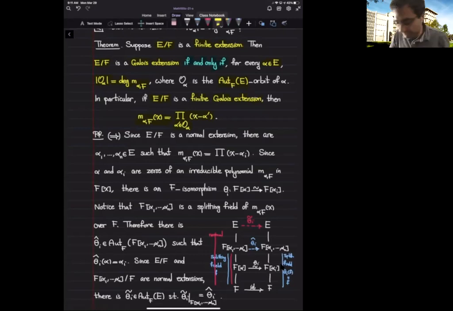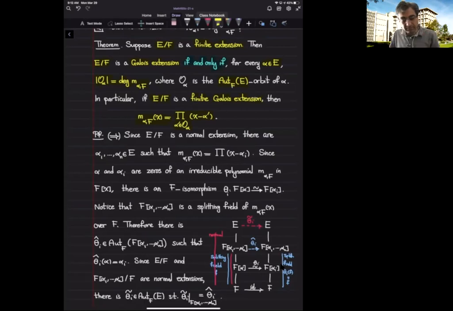So again, let's try to understand the statement. In the previous lemma, we showed that when I let the F automorphisms of E act on E, and I ask myself where alpha goes, it's going to go to some zero of the minimal polynomial of alpha. Then we ask ourselves, can we get all of those zeros, and do we get precisely the same number as the degree of the minimal polynomial? The answer is that this equality occurs precisely when the field extension is a Galois extension. So in particular, all the zeros should be inside the orbit, and in that case, the minimal polynomial is equal to the product of x minus alpha prime as alpha prime ranges inside the orbit of alpha. Okay, that's the statement that we want to show.